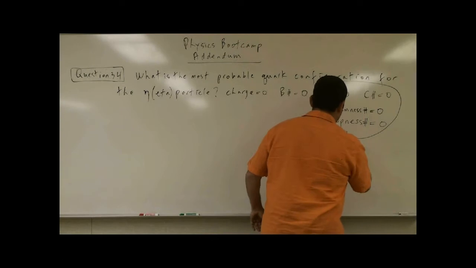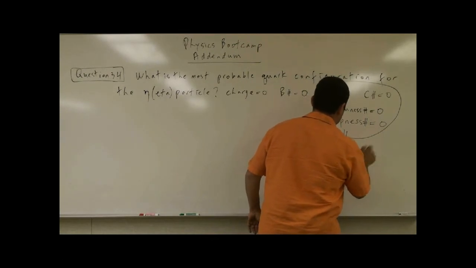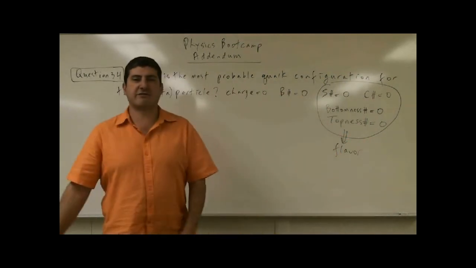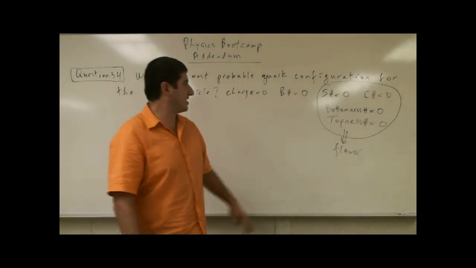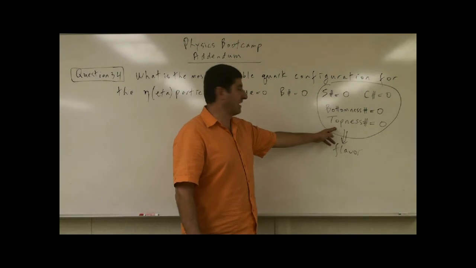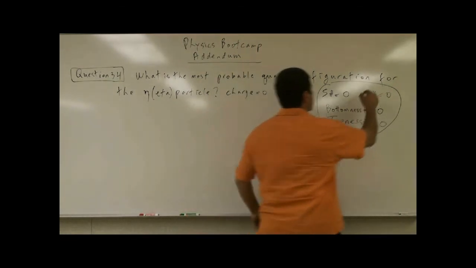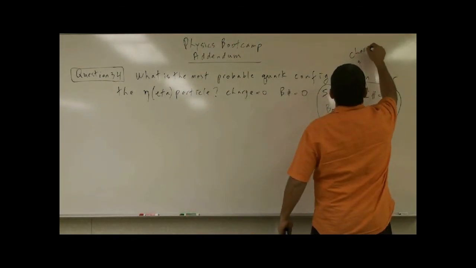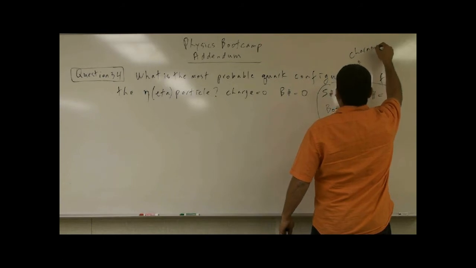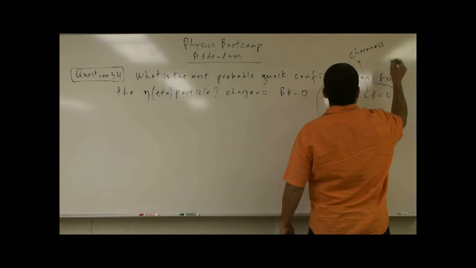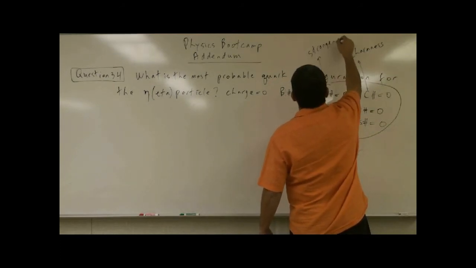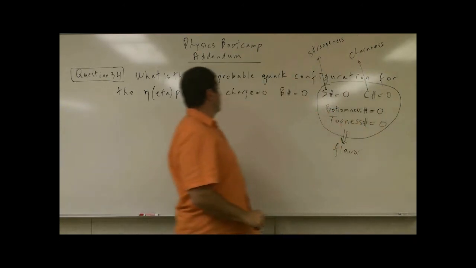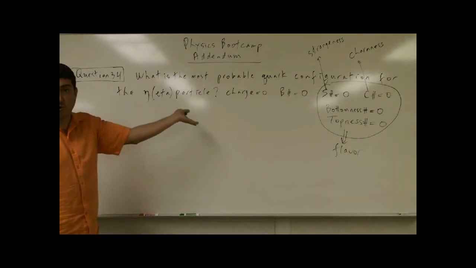Flavor. Kind of like we say the flavor of the food is salty, spicy, or something. So the particles have their own flavor. Topness, bottomness, this is charmness, and then this is strangeness. Okay? So in this case, they're all zero.